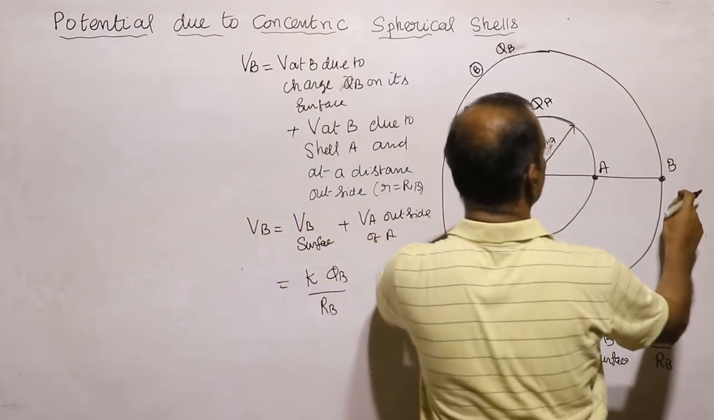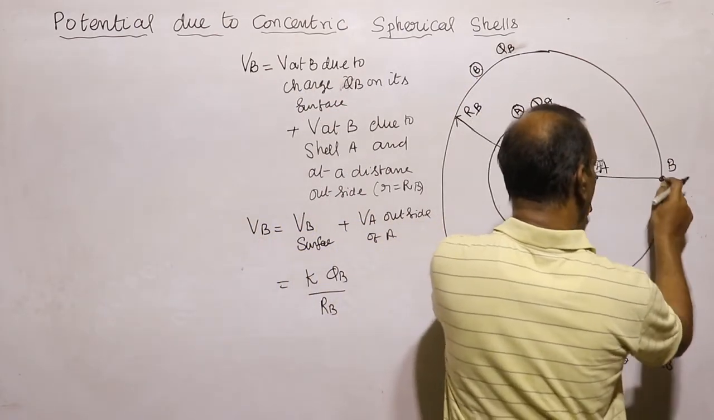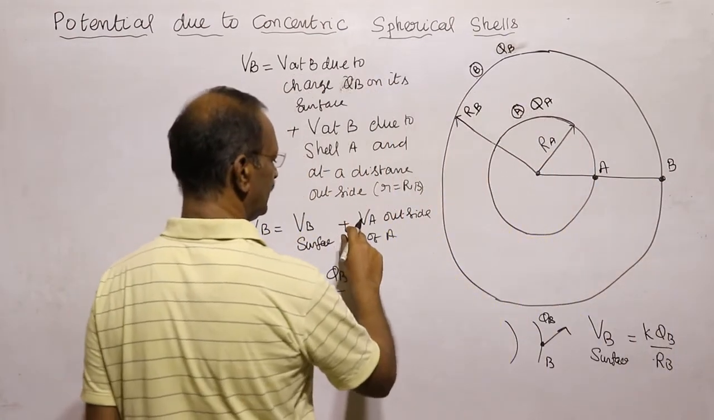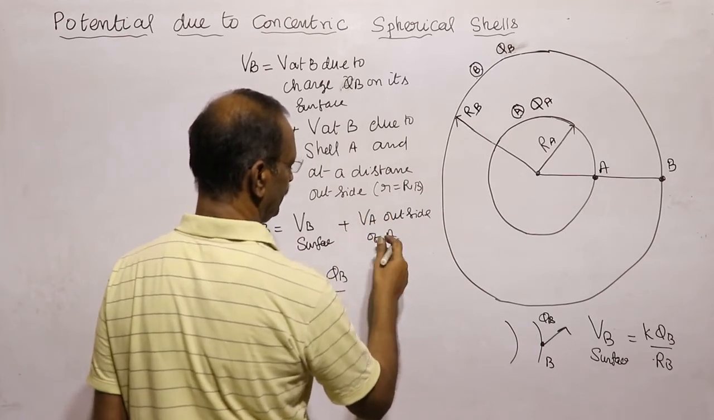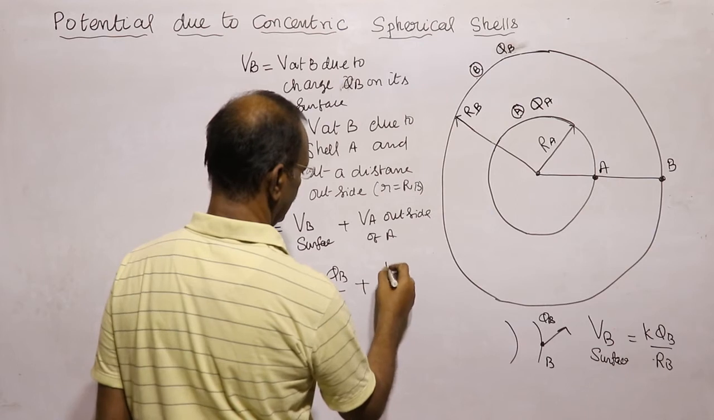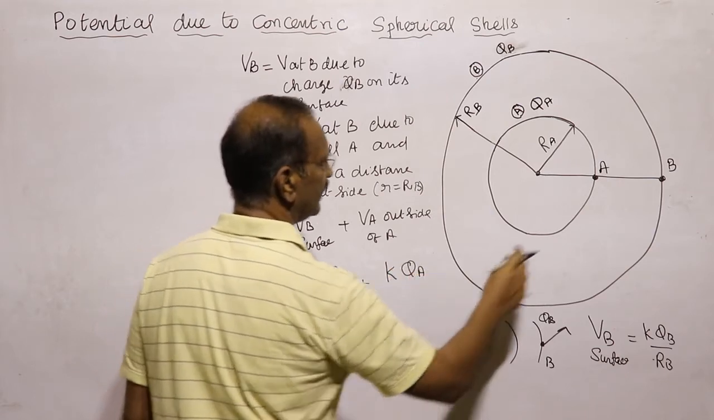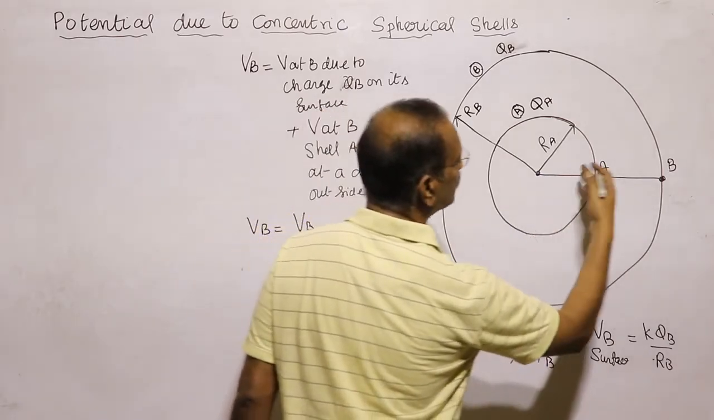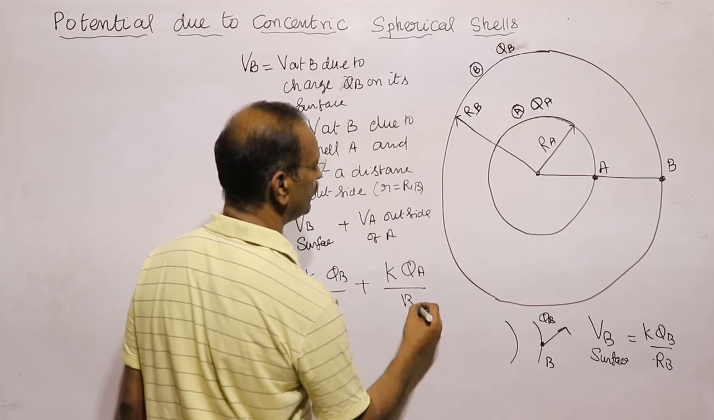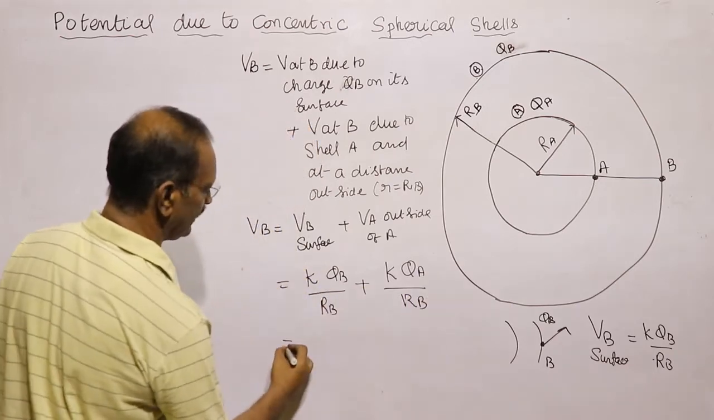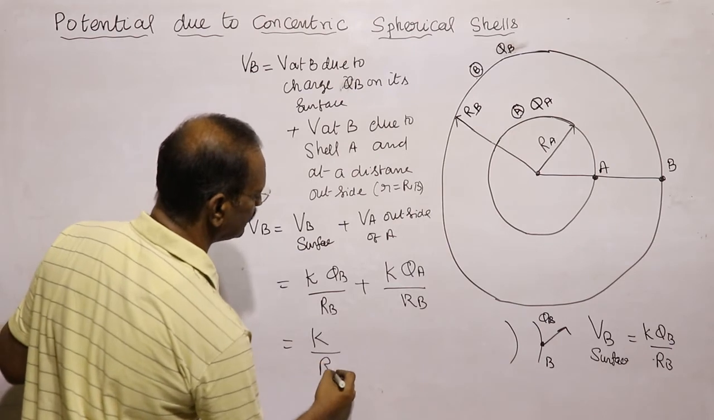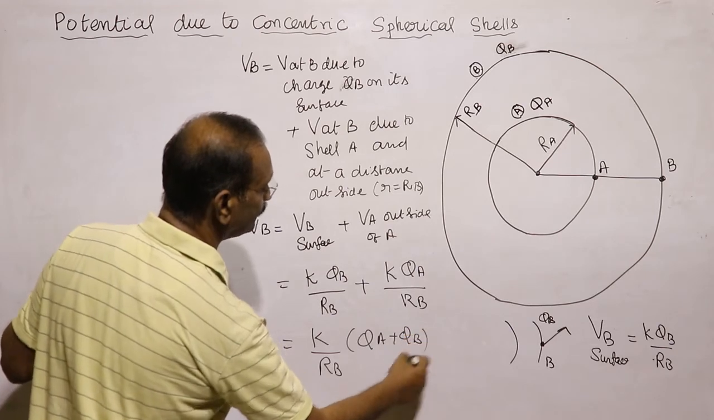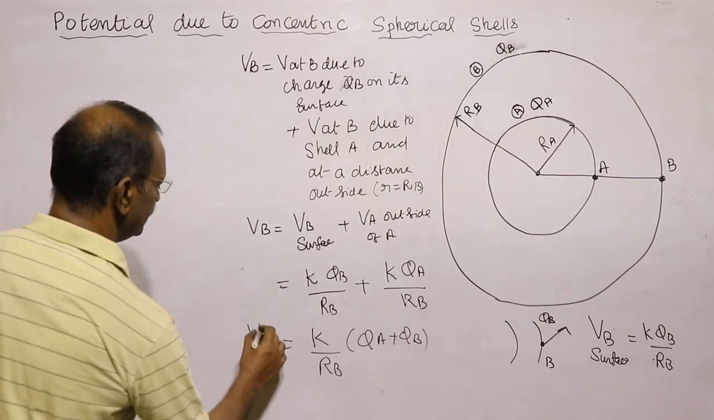K QB by RB for this shell at this point, where R is equal to RB, and at B, the potential due to A, since it is outside of A, is plus K into QA, because it is the potential at this point due to the shell of charge QA, which is outside the shell at a distance of RB. So therefore we can take K and RB outside into QA plus QB. So this is the potential at B.